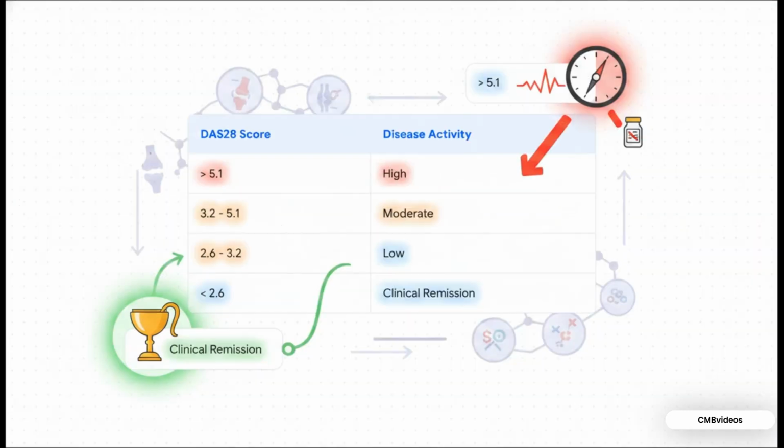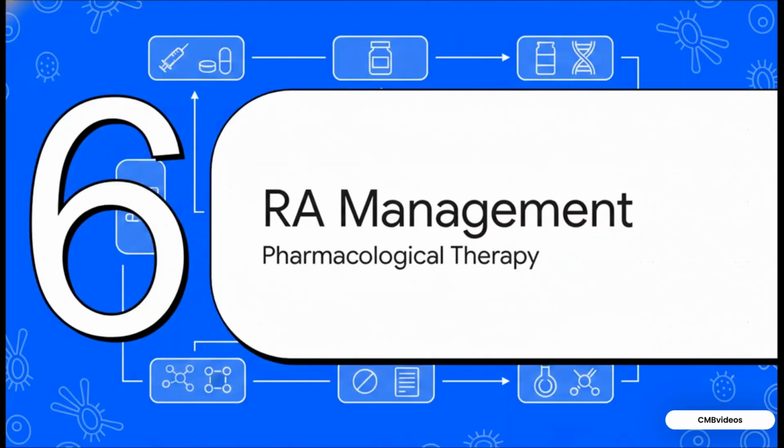Once you punch all that data into the calculator, you get a score that acts as your clinical compass. A score over 5.1 indicates high disease activity and demands immediate clinical action or a therapy change. Conversely, our ultimate destination, the holy grail of RA treatment, is a score under 2.6, which signals that the patient has finally reached clinical remission. Achieving that remission is the whole goal, which brings us to section 6, RA pharmacological management.